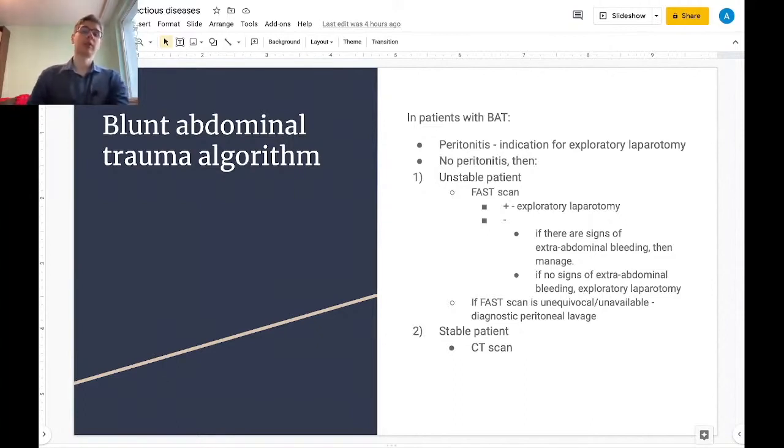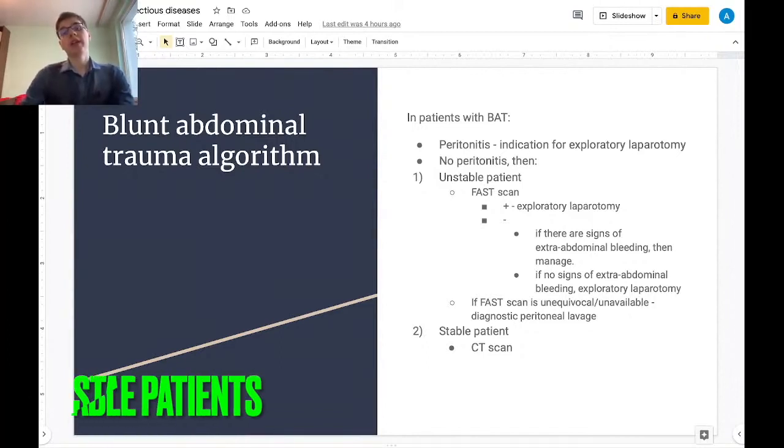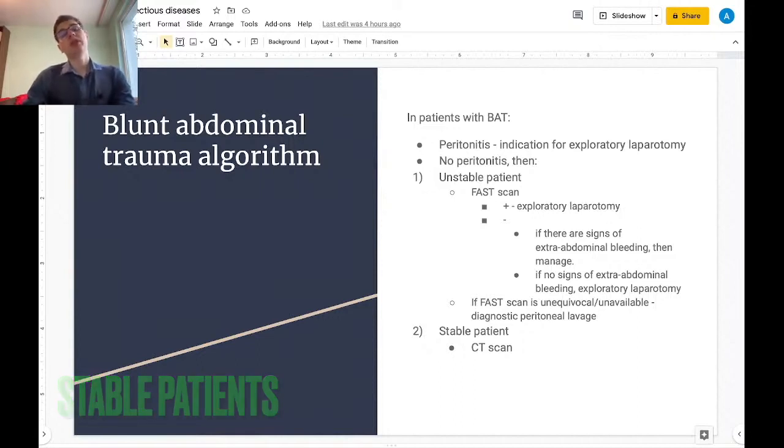Further down the diagnostic tree, we have a negative FAST scan that has two options. When there are signs of extra-abdominal bleeding, such as bleeding from the limbs, then we manage accordingly, for example, applying a tourniquet. However, if there are no signs of extra-abdominal bleeding, we proceed again with exploratory laparotomy. By contrast, when the FAST scan is equivocal or it is unavailable in the emergency department, a diagnostic peritoneal lavage will substitute it. On the other hand, if the patient is stable, we perform a CT abdominal scan.